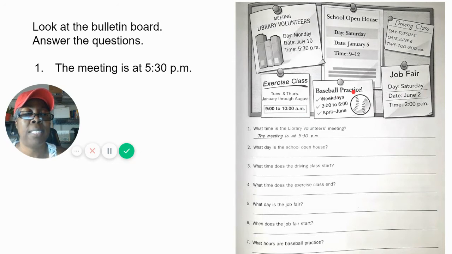We also have baseball practice, weekdays. When you see this, anything that says weekdays, weekdays refer to Monday, Tuesday, Wednesday, Thursday, and Friday. So Monday through Friday are what we call weekdays. Saturday and Sunday we refer to as the weekend. So baseball practice is weekdays 3 to 6. So Monday, Tuesday, Wednesday, Thursday, Friday from 3 to 6. When? April through June. These are the months. Then we have the job fair. The day is Saturday. The date is June 2nd, and the time is 2 p.m.